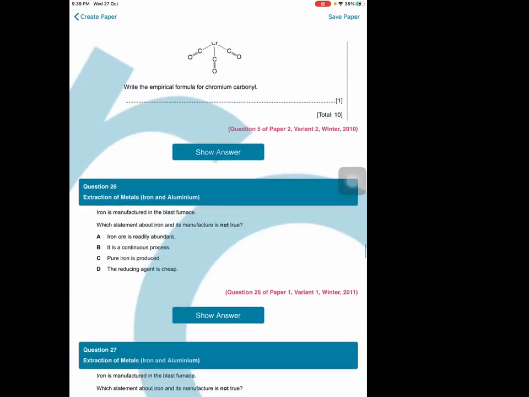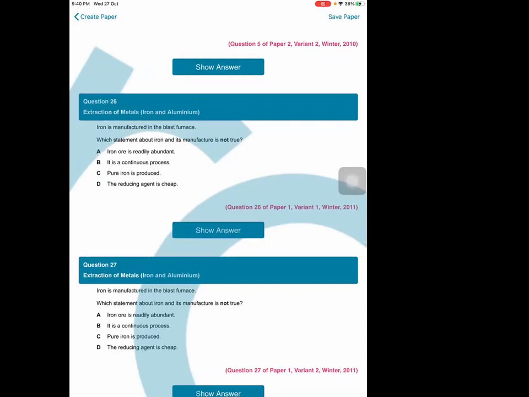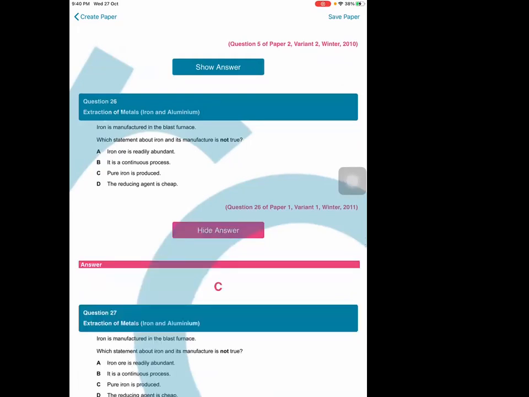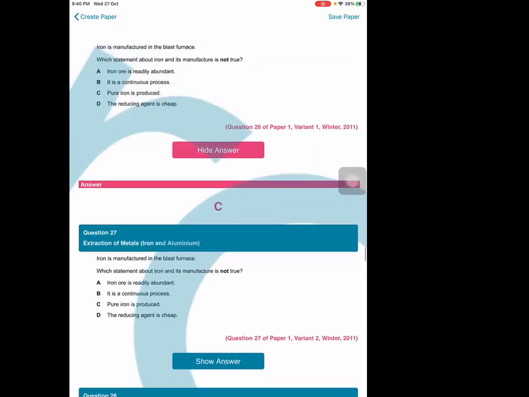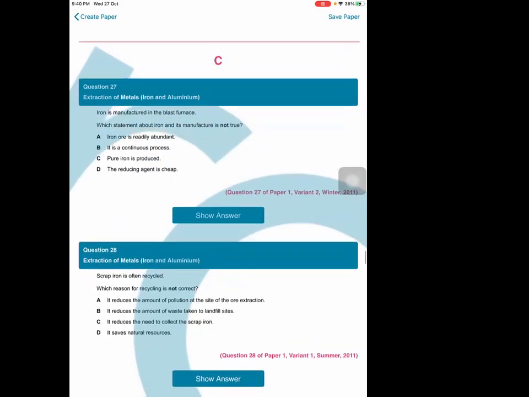Such types of questions come many times. Which statement about iron and its manufacture is not true? Iron ore is readily abundant? No, it is highly available in the whole land, and it is a continuous process. Pure iron is produced. The reducing agent is cheap. So you can say that the right answer is C. Pure iron is produced. Sorry, it is not correct because it contains a mixture.